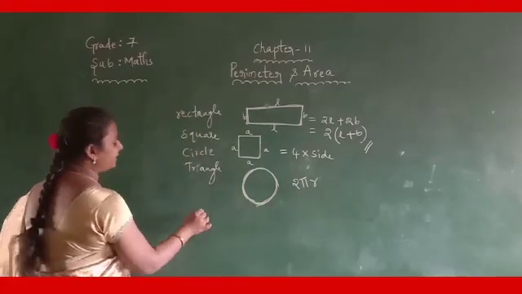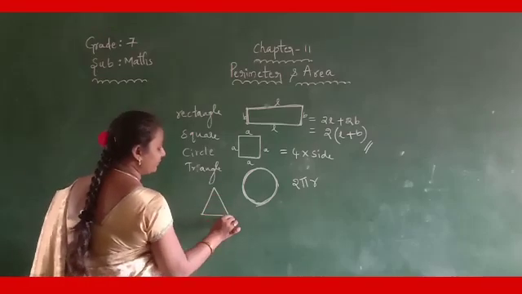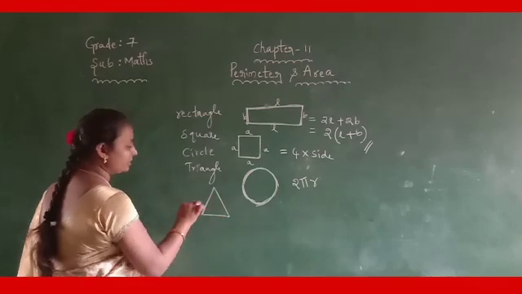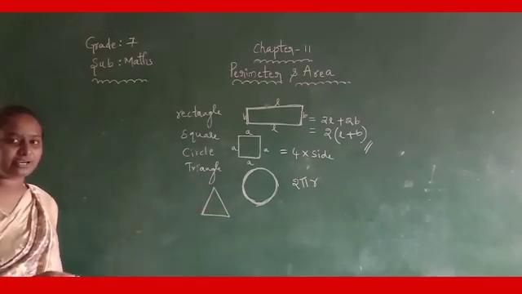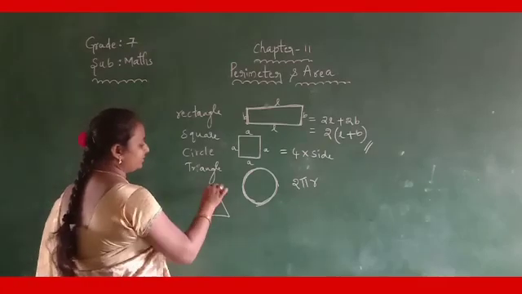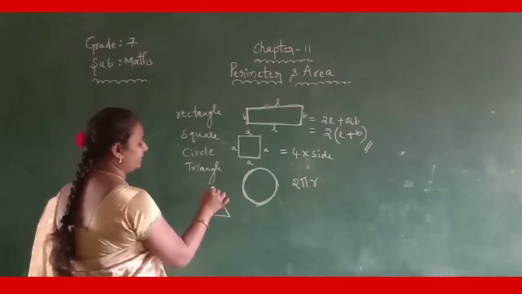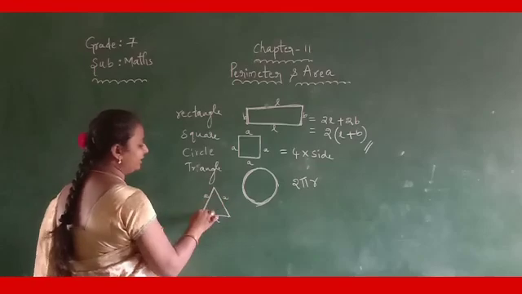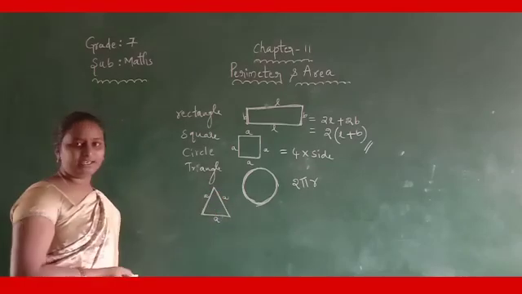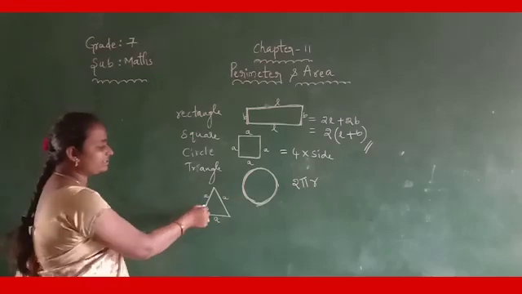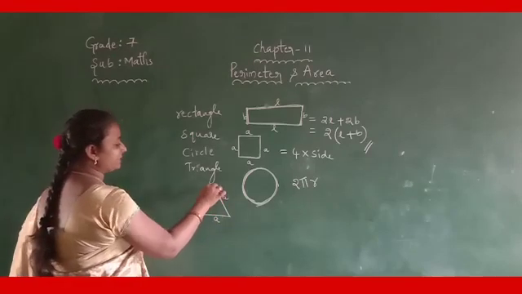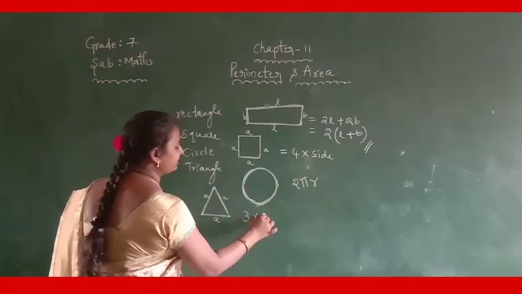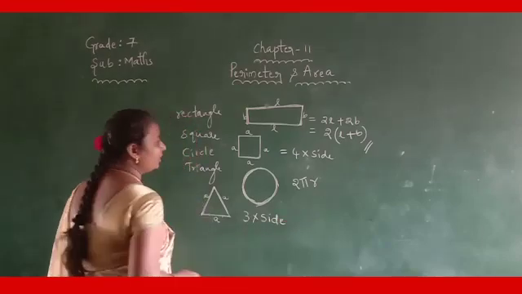And what about the triangle? A triangle is a closed figure made up of 3 line segments. It has the least number of sides in a polygon. So it has 3 sides. If you take one side as A, then in an equilateral triangle all the sides are equal. It has three sides. Perimeter means the sum of all its sides, so three sides, that is 3 into the length of one side.